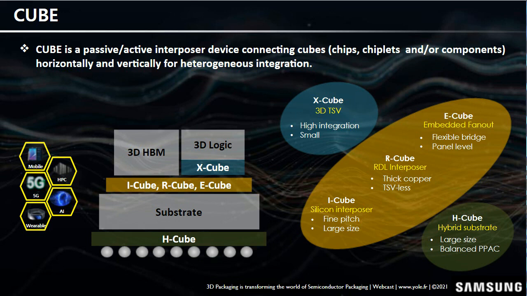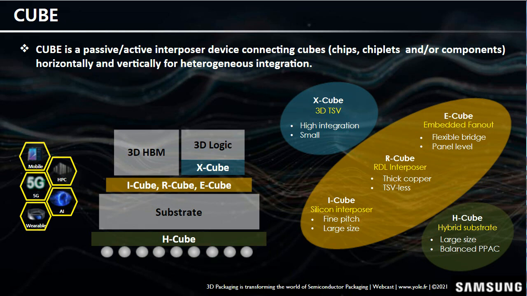And the last one is the E cube. This technology is based on the fan-out PLP technology. Rather than having a SoC silicon in the fan-out PLP, we are trying to embed a silicon bridge. Since we can have a silicon bridge in the panel, you can have a very flexible silicon bridge, which has a different number of layers and also different pitch, for the connection between logic and logic or logic to HBM. And this panel technology means you can enjoy very high volume production. I'll talk about this I cube, R cube, and then E cube later on.